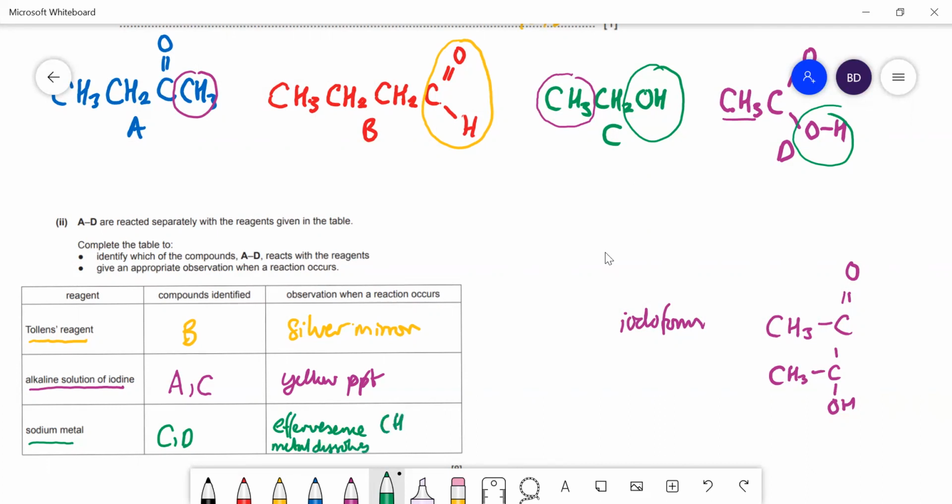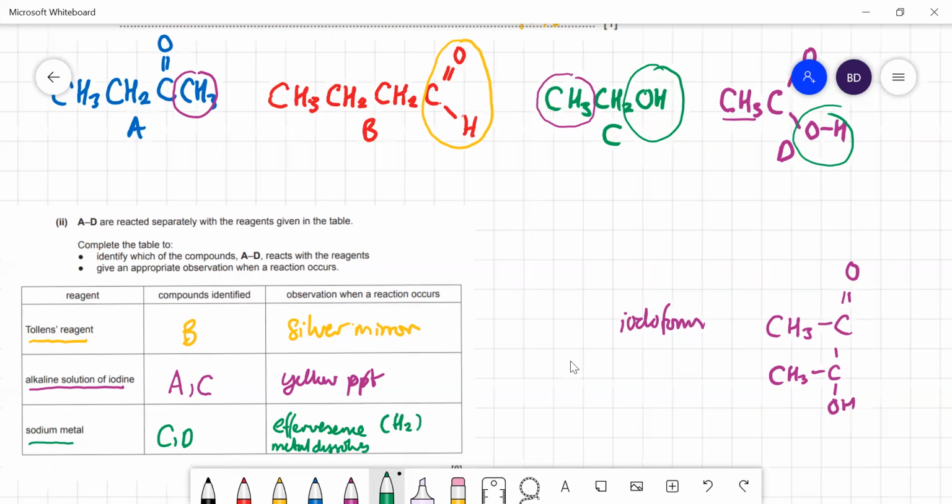It's an observation it wants, so you shouldn't really say produces hydrogen because you can't tell it's hydrogen by looking at it. You should say effervescence, but it is hydrogen gas there. Okay.